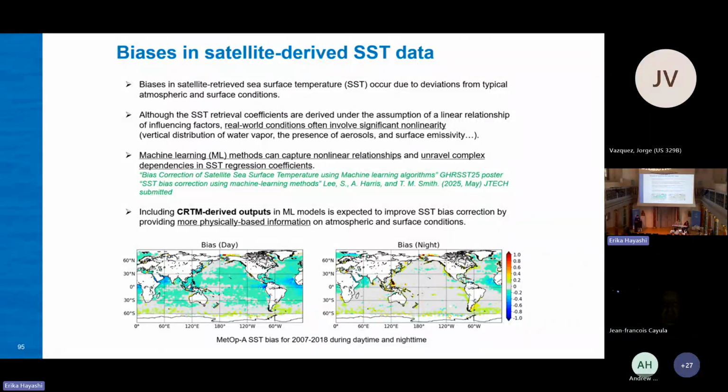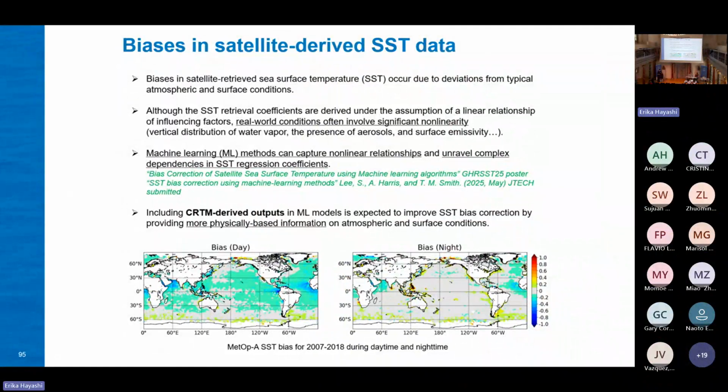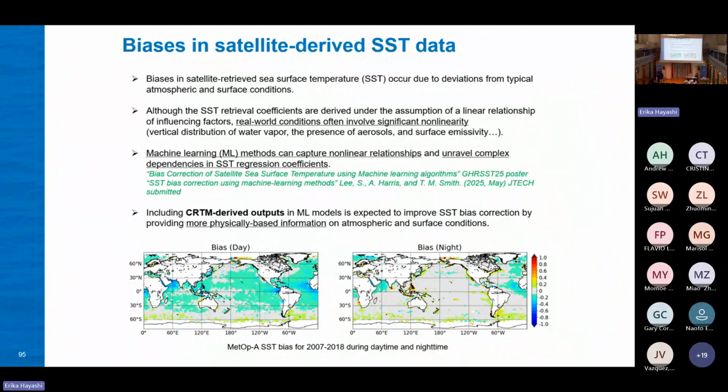Some specific atmospheric and surface conditions can cause the satellite SST bias. Additionally, the SST retrieval coefficients are derived under the assumption of a linear relationship, but real-world conditions often involve significant nonlinearity. So we apply the machine learning method for capturing nonlinear relationships and unraveling complex dependencies in SST regression coefficients. At last year's meeting, I shared a poster on that topic. In that study, we used environmental variables as input variables to the machine learning bias correction. We enhanced this approach by including CRTM-derived output for providing more physics-based information.